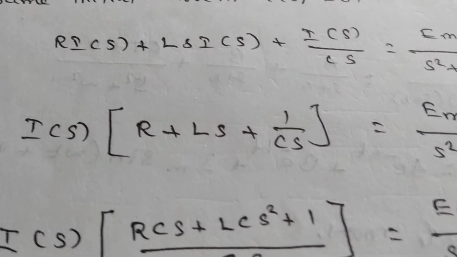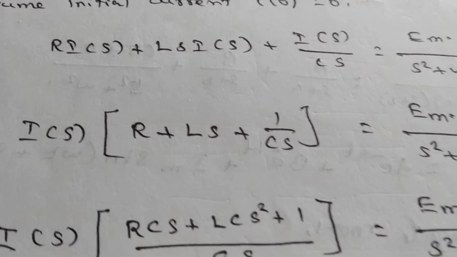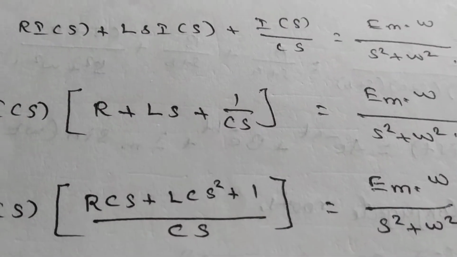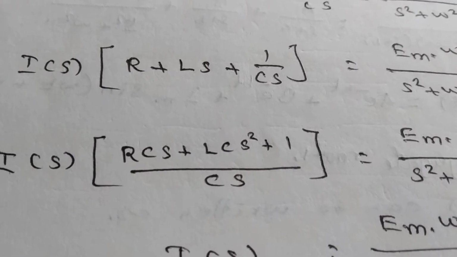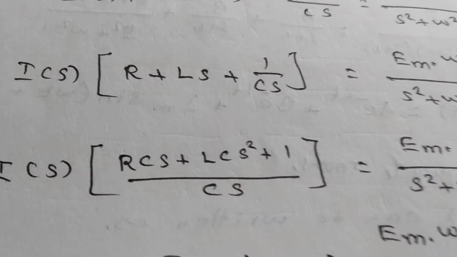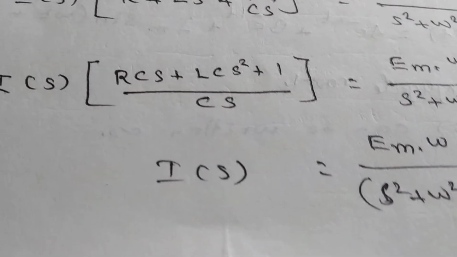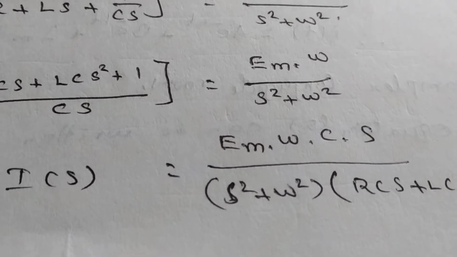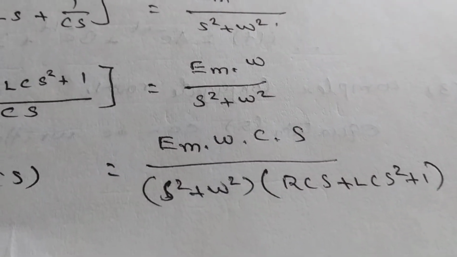Taking I of s outside, we get R plus L s plus 1 by C s. The voltage source is constant. Taking the LCM, we get R C s plus L C s square plus 1 divided by C s. I of s is on this side, and the remaining values are on the other side: E m omega C s divided by s square plus omega square into R C s plus L C s square plus 1.